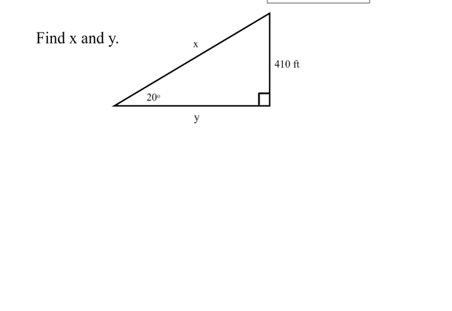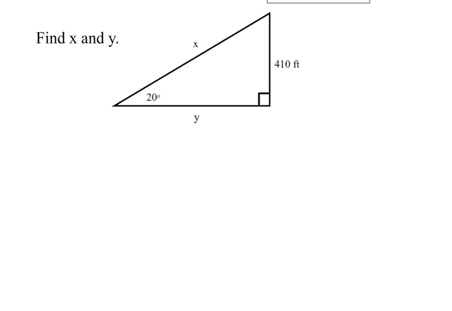Here's our first example. We're being asked to find x and y. Now, when you are given a triangle, what they give you and what you're being asked to find will determine what trig ratio you use. So let's start by finding x in this triangle.